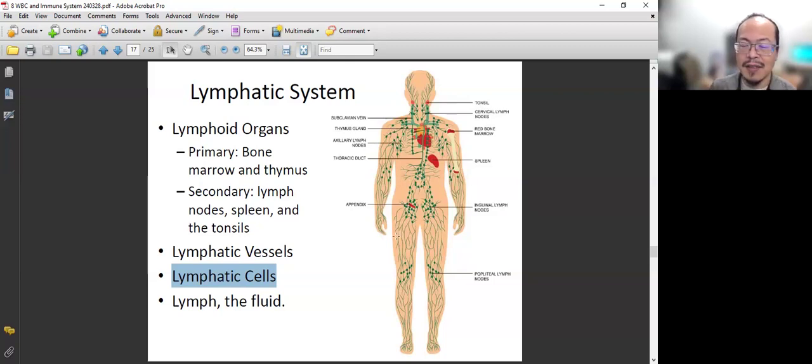As for the function, basically we provide the highway system for these lymphocytes to flow through, and also have houses for them to stay. Another terminology here is lymph. Lymph is the term to describe the fluid in this system. So what is the lymph? How does this system work?